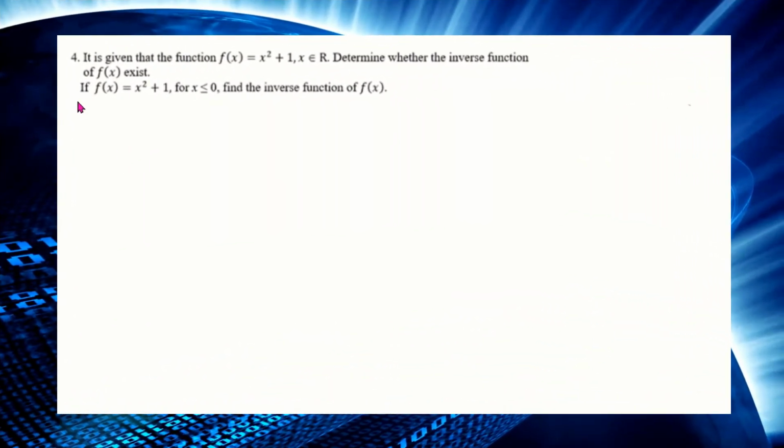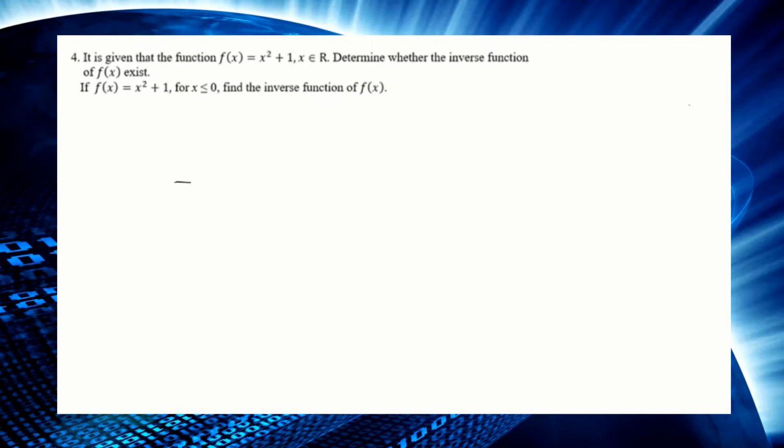Now after this, if function f of x equals x power 2 plus 1 for x less than or equal to 0, find the inverse function of f of x. So after we have found that the inverse function of f of x does not exist for all the real values of x, now the domain of this function has been restricted to all the values of x which is less than or equal to 0.